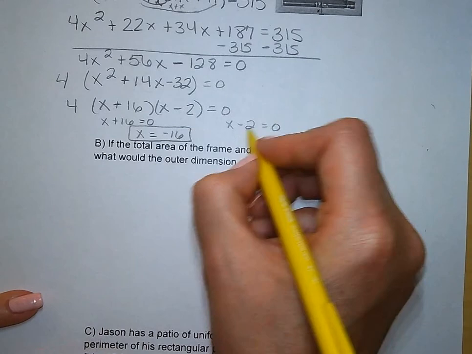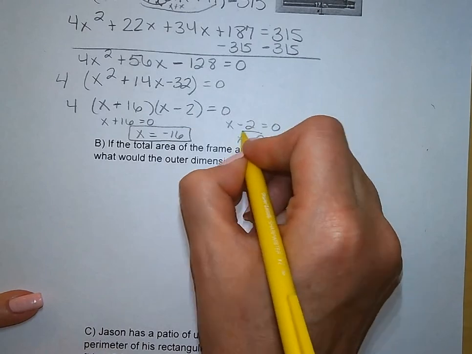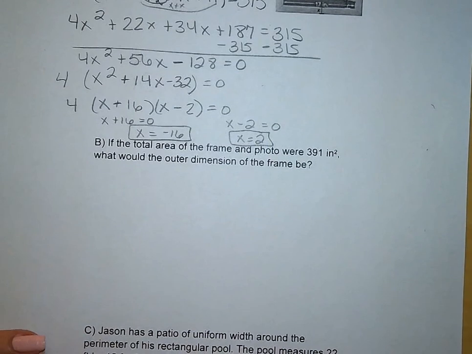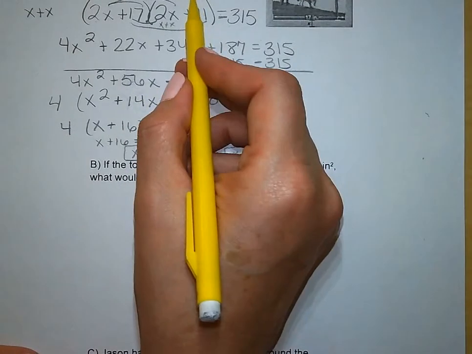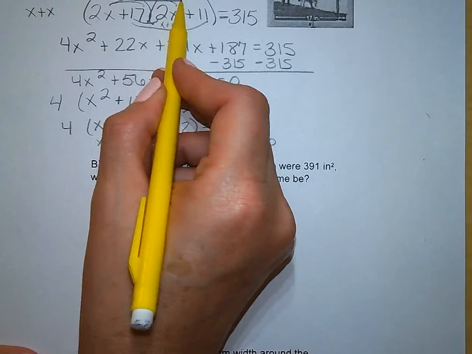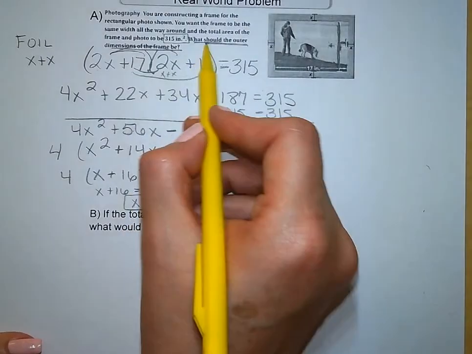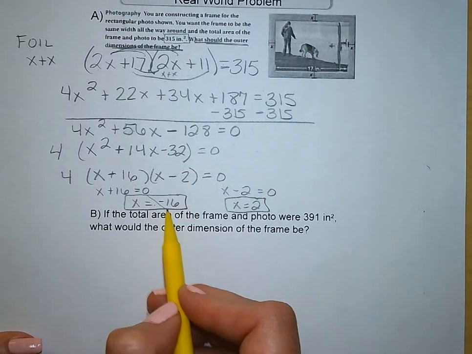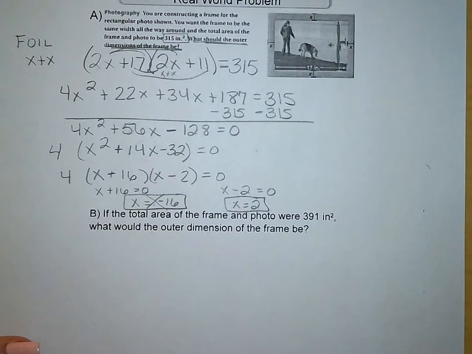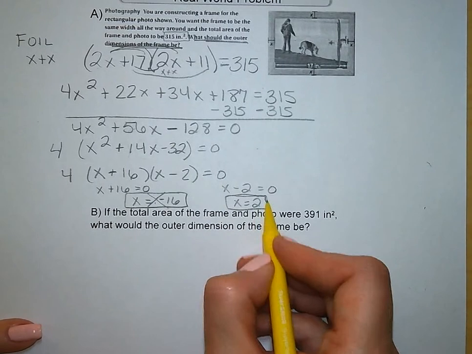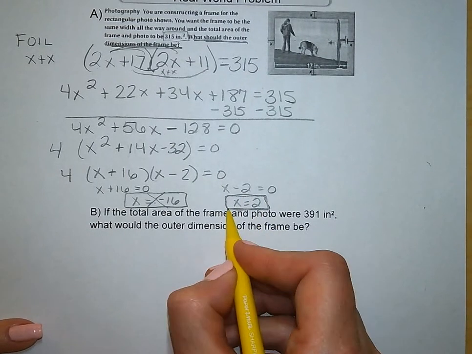So subtract 16 from both sides. X equals negative 16, and x equals 2. But our question was asking us, what is the outer dimensions of our frame? Now we can ignore the x equals negative 16 solution because we can't have a dimension that's negative 16 inches. So we're going to use that x equals 2. So the border is going to be 2 inches all the way around.